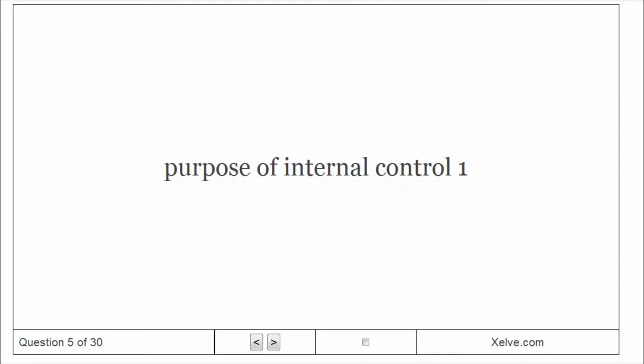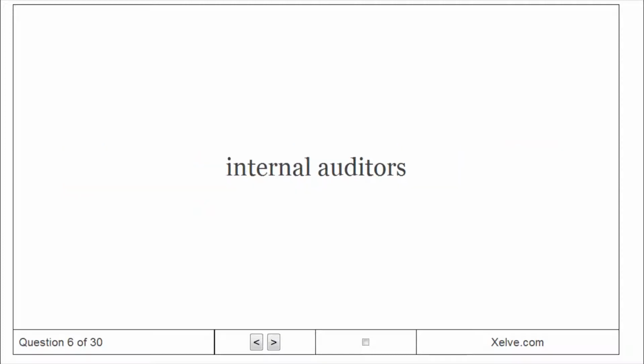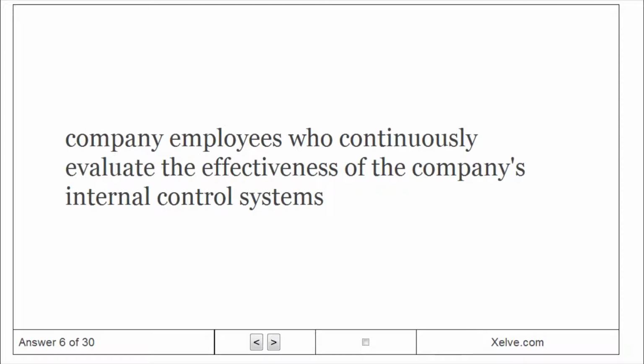Purpose of internal control. 1. Safeguard a company's assets from employee theft, robbery, and unauthorized use. Internal auditors. Company employees who continuously evaluate the effectiveness of the company's internal control systems.